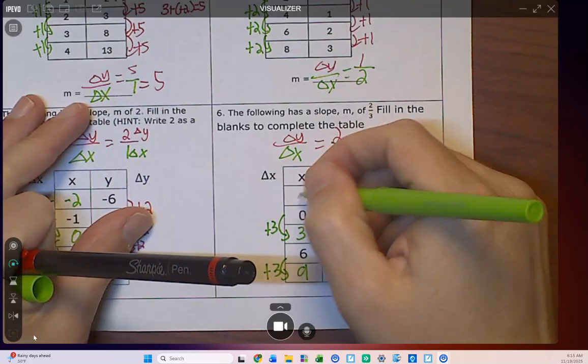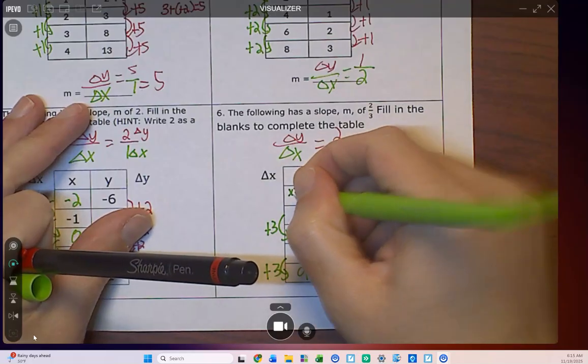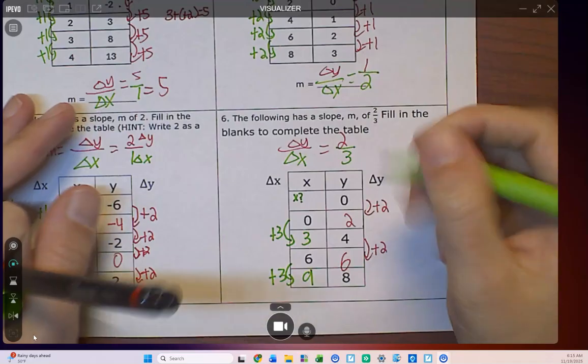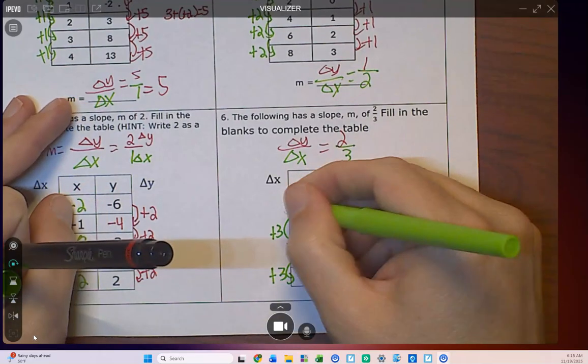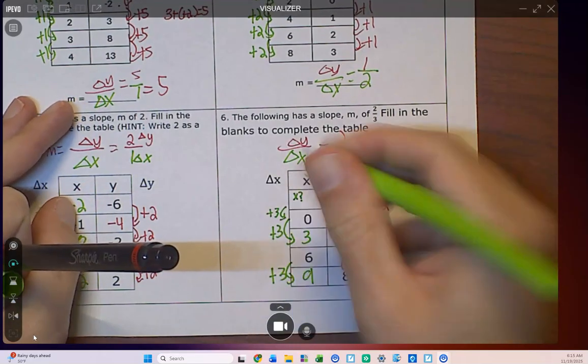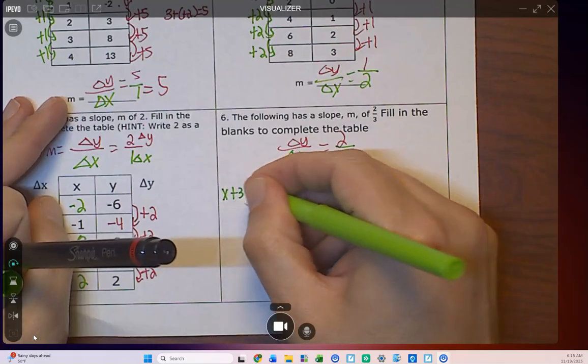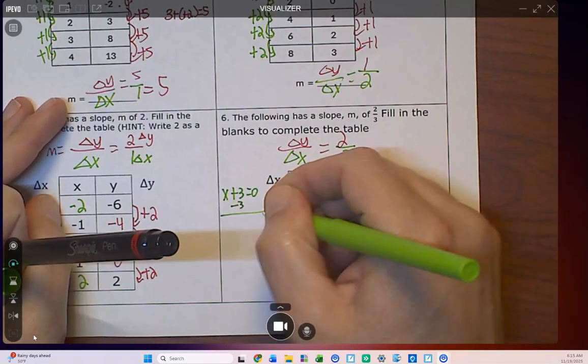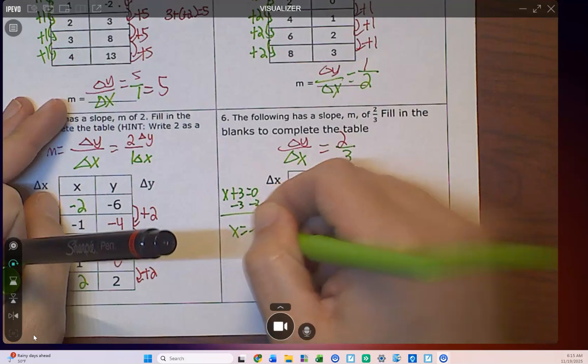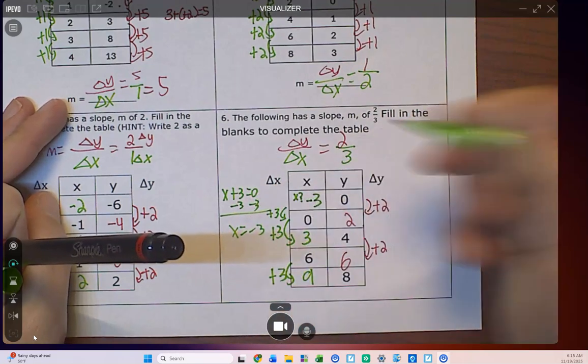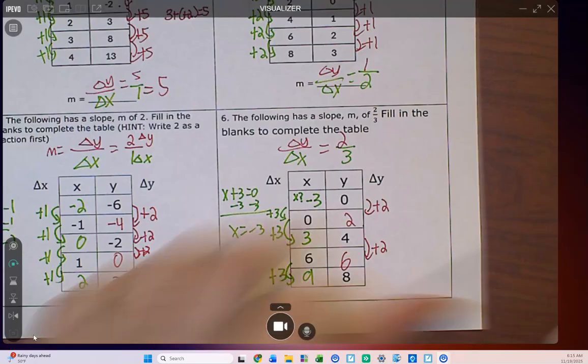So again, we don't know what goes there, but we do know one thing. We do know x plus 3 gave us 0. So that x is negative 3, because negative 3 plus 3 is 0.